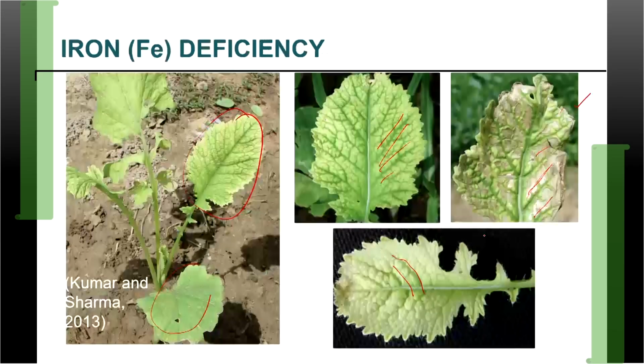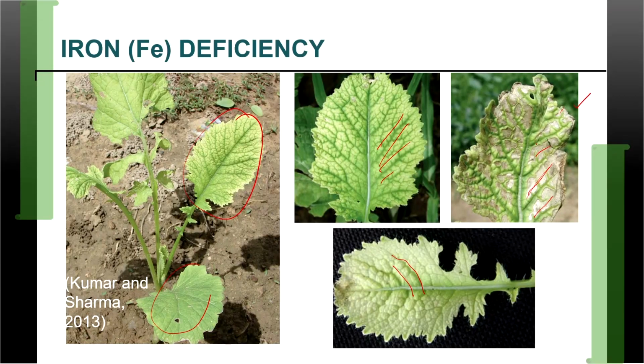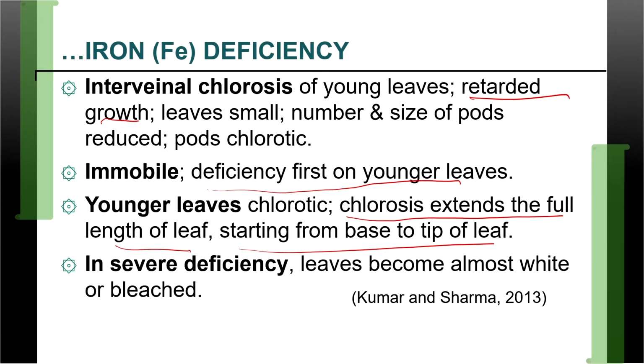You have already seen this in the picture. On the right side you can see here, the whole leaf is getting chlorotic. In severe deficiency, leaves become almost white or bleached, means the green color will totally disappear, and they can become totally white in color.